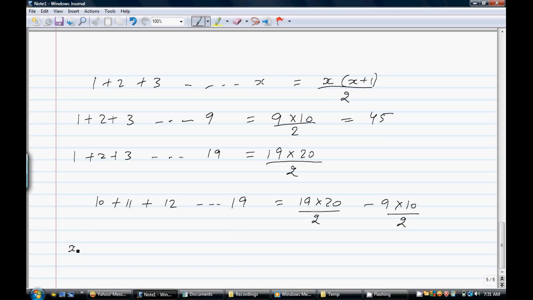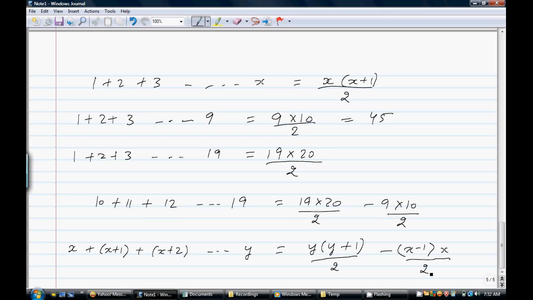For example, if I have x plus 1 plus x plus 2 and it goes to y, then all I have to do is first add numbers from 1 to y, that will be y into y plus 1 divided by 2, minus numbers from 1 to x minus 1. So remember, we have x in the series, so we have to subtract numbers until x minus 1, so that will be x minus 1 into x divided by 2. So this is the general formula.